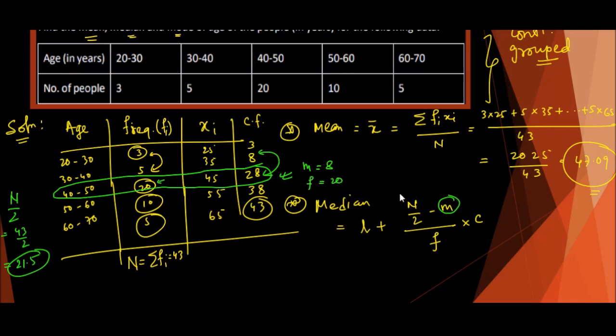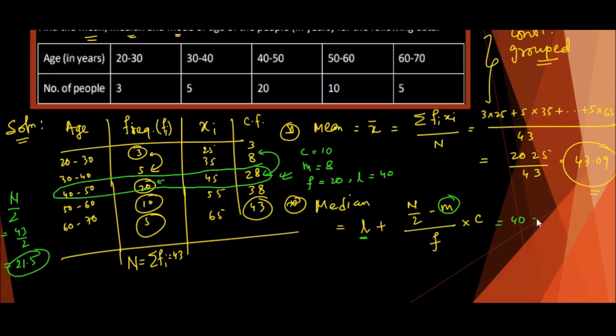What is c value here? c value means step length, the length of each interval. So in that case c value is going to be 10. You can see the difference. Plug all the things in this formula, and here you can see this L. L means the lower bound of this median class. So what is L value? L value is 40. Okay, plug all this in this formula and calculate it.